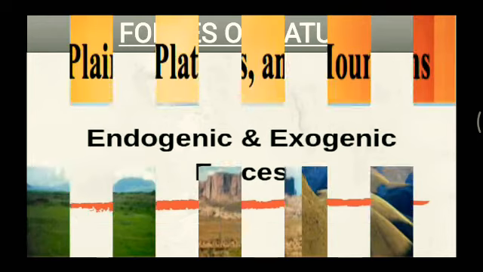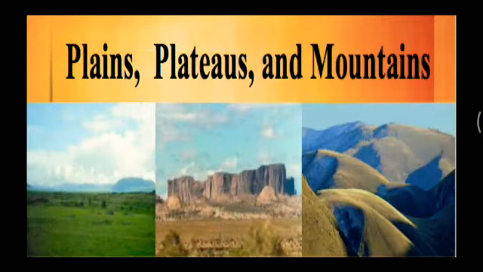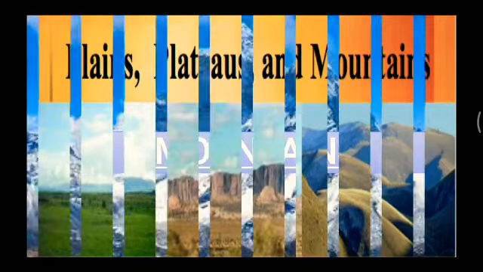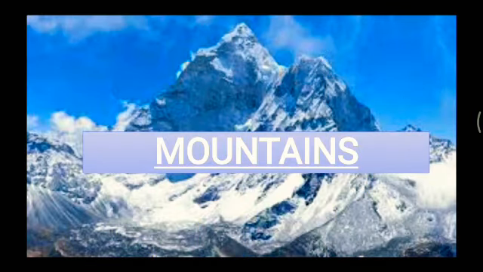Now the combined action of these endogenic and exogenic forces over millions of years has shaped the surface of the earth, and on the basis of elevation, slope and relief, the relief features have been categorized into three types, that is mountains, plains and plateaus. So today our topic of discussion will be mountains.